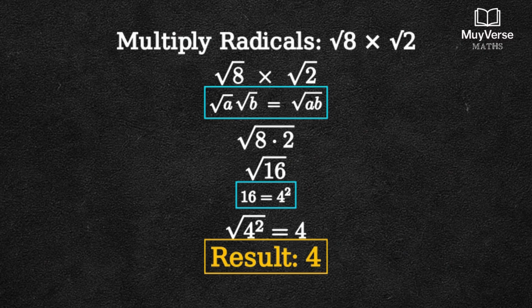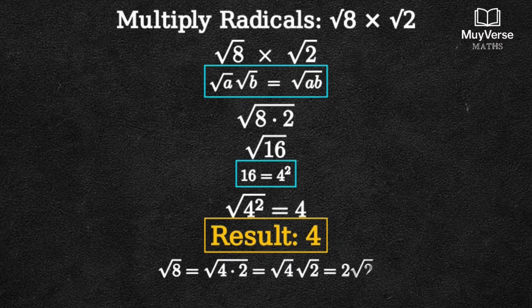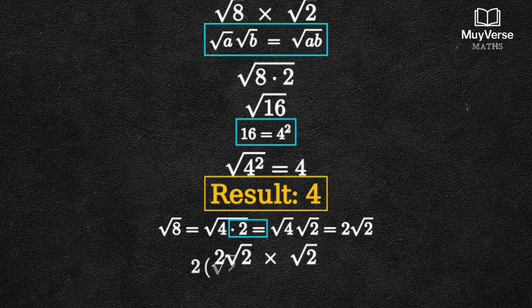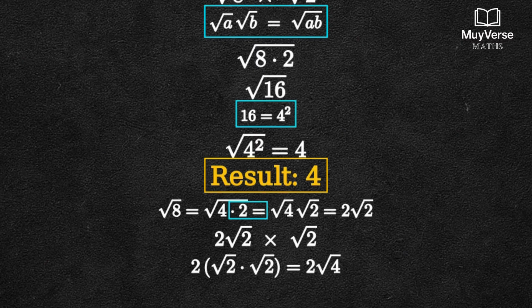Step 1. Simplify the first radical. Square root of 8 equals square root of 4 times 2, which is 2 square root of 2. Now multiply by square root of 2. 2 square root of 2 times square root of 2. That's 2 times the square root of 2 times 2, which is 2 times the square root of 4.